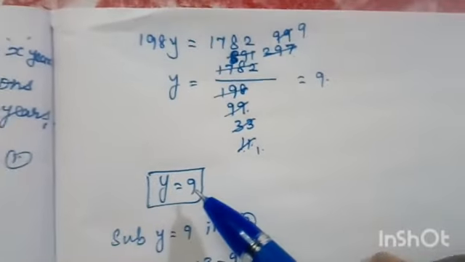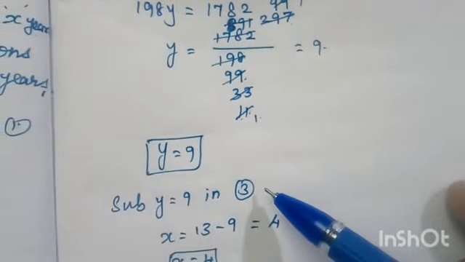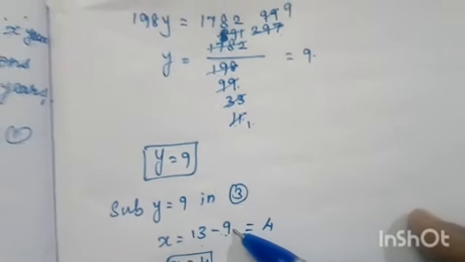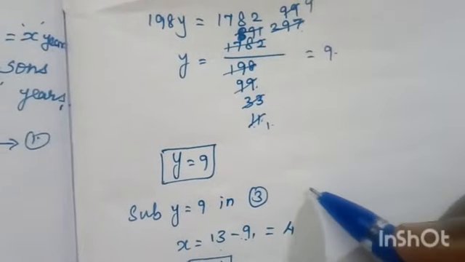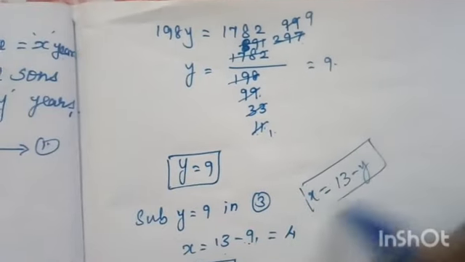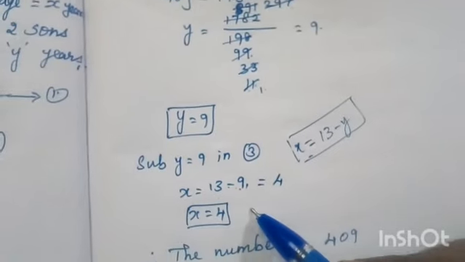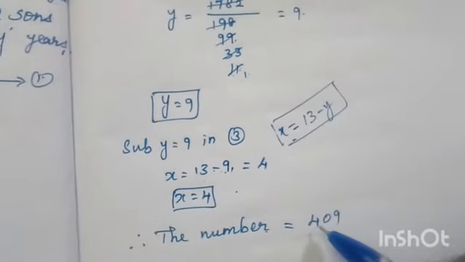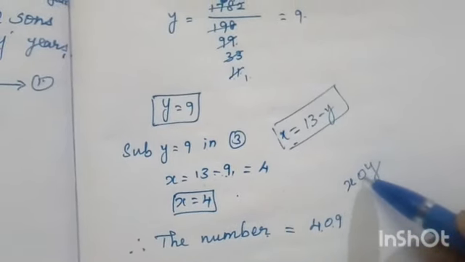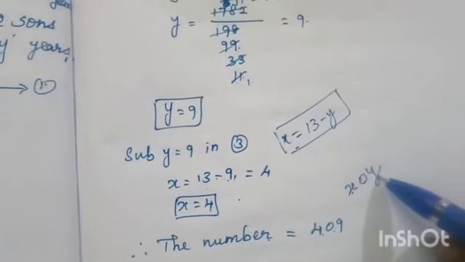Now we have to find the x value. Substitute y equal to 9 in equation number 3, x equals 13 minus y. So x is equal to 13 minus 9, which equals 4. x is equal to 4. So the number we assumed, x 0 y: x value is 4, middle digit is 0, y value is 9.